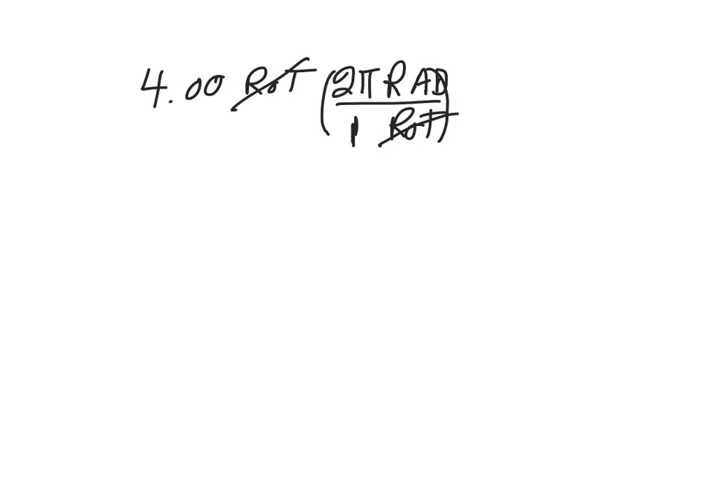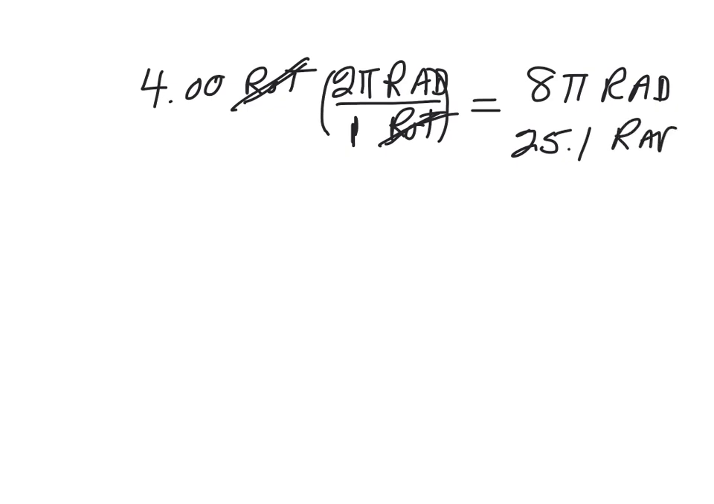So this is how you show it with the cancellation. And that's how you get the 8 pi radians. And you can leave it that way, or you can convert it to 25.1, 3 significant figures, radians. Okay, let's go to part B.